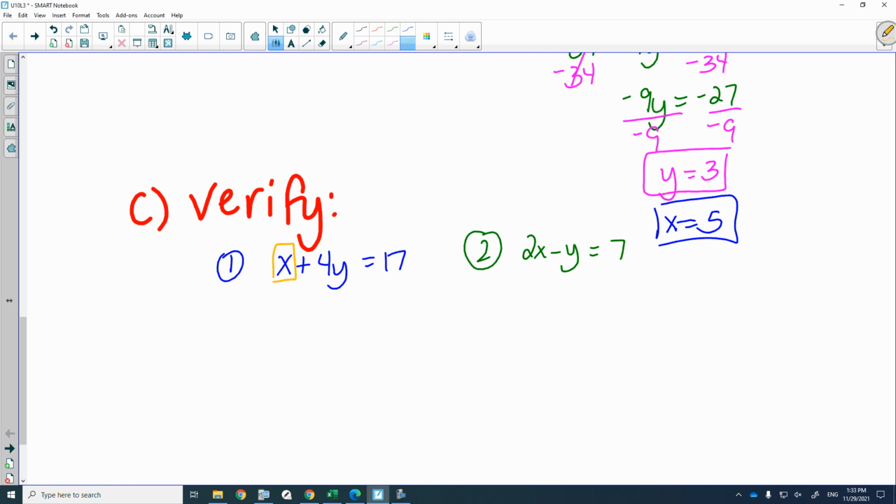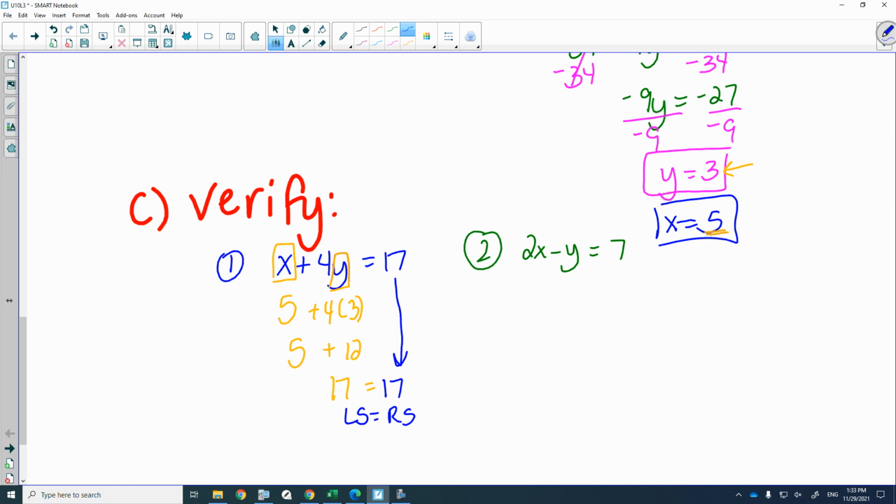Take that x out, put in a 5. Take the y out, and put a 3. That's going to be 5 plus 12. 5 plus 12 is 17. And I need my two sides to match, and they do. The left side is equal to the right side.